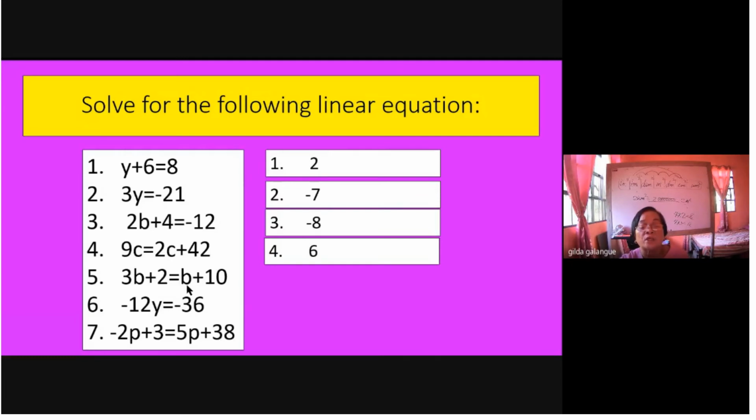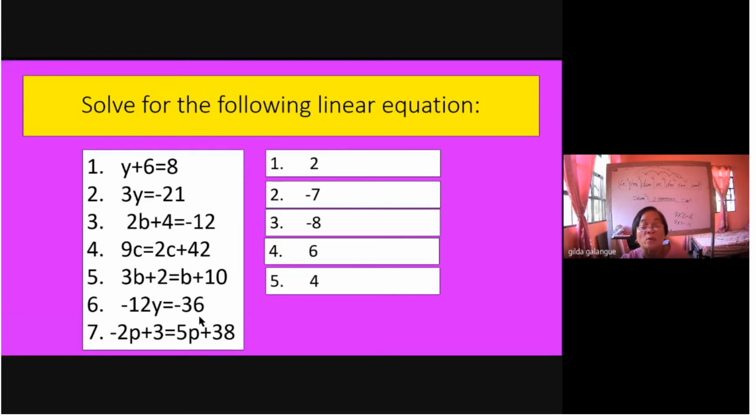So, we will add negative b on both sides of the equation. And we will add negative 2 on both sides of the equation. It will become 2b equals 8. If 2b equals 8, what is the value of b? The value of b is 4.